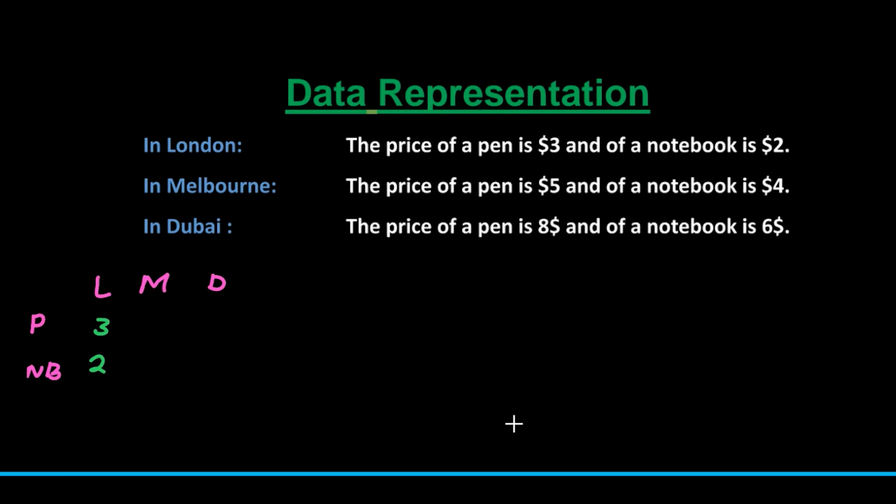And this first column looks like the London column, while this second column looks like the Melbourne column, where the price of a pen is 5 and of a notebook is $4. Similarly, in the third column, the price of a pen is 8 and of a notebook is $6. And here we get the matrix with entries 3, 5, and 8 in the first row and 2, 4, 6 in the second row. That's how we set up the data right over here.